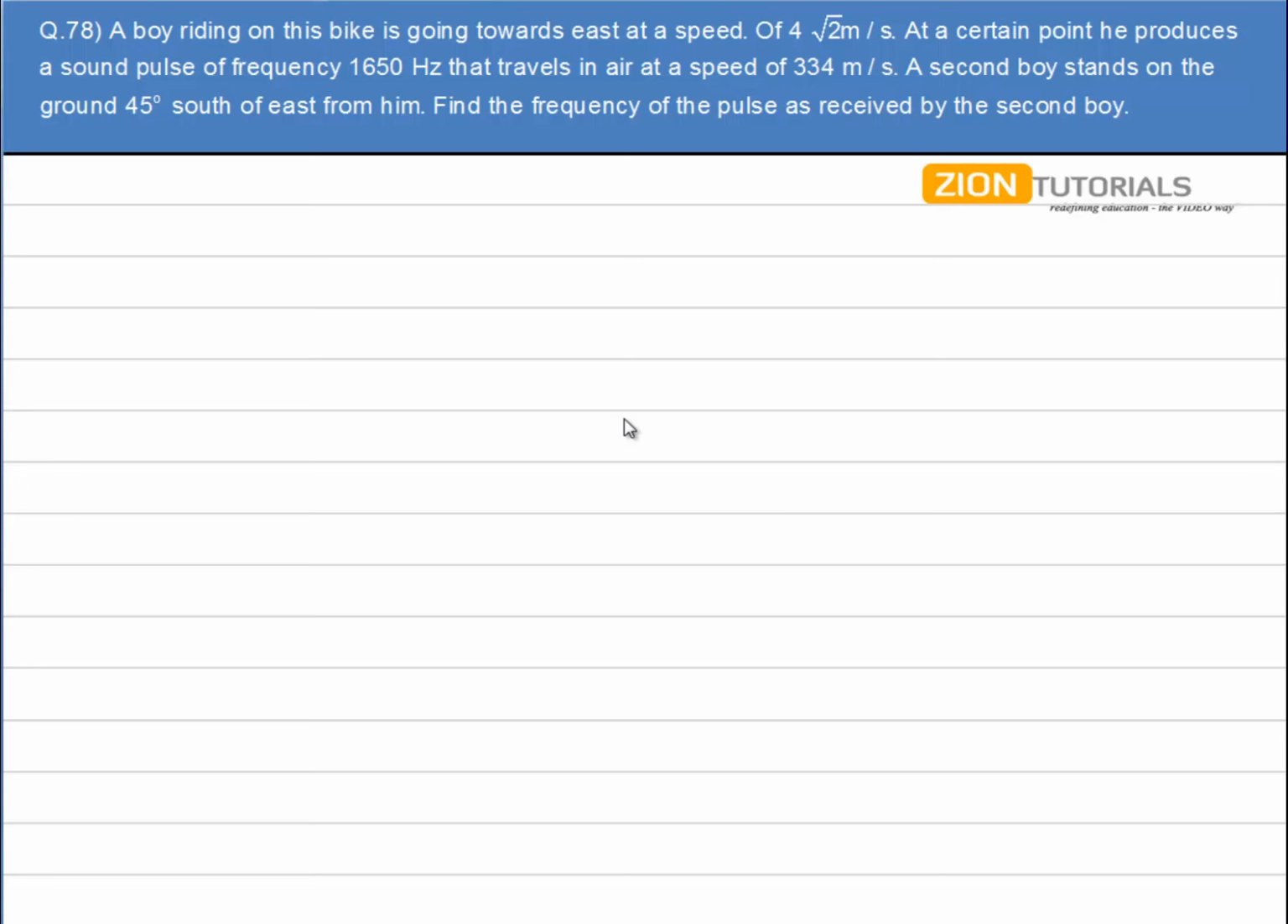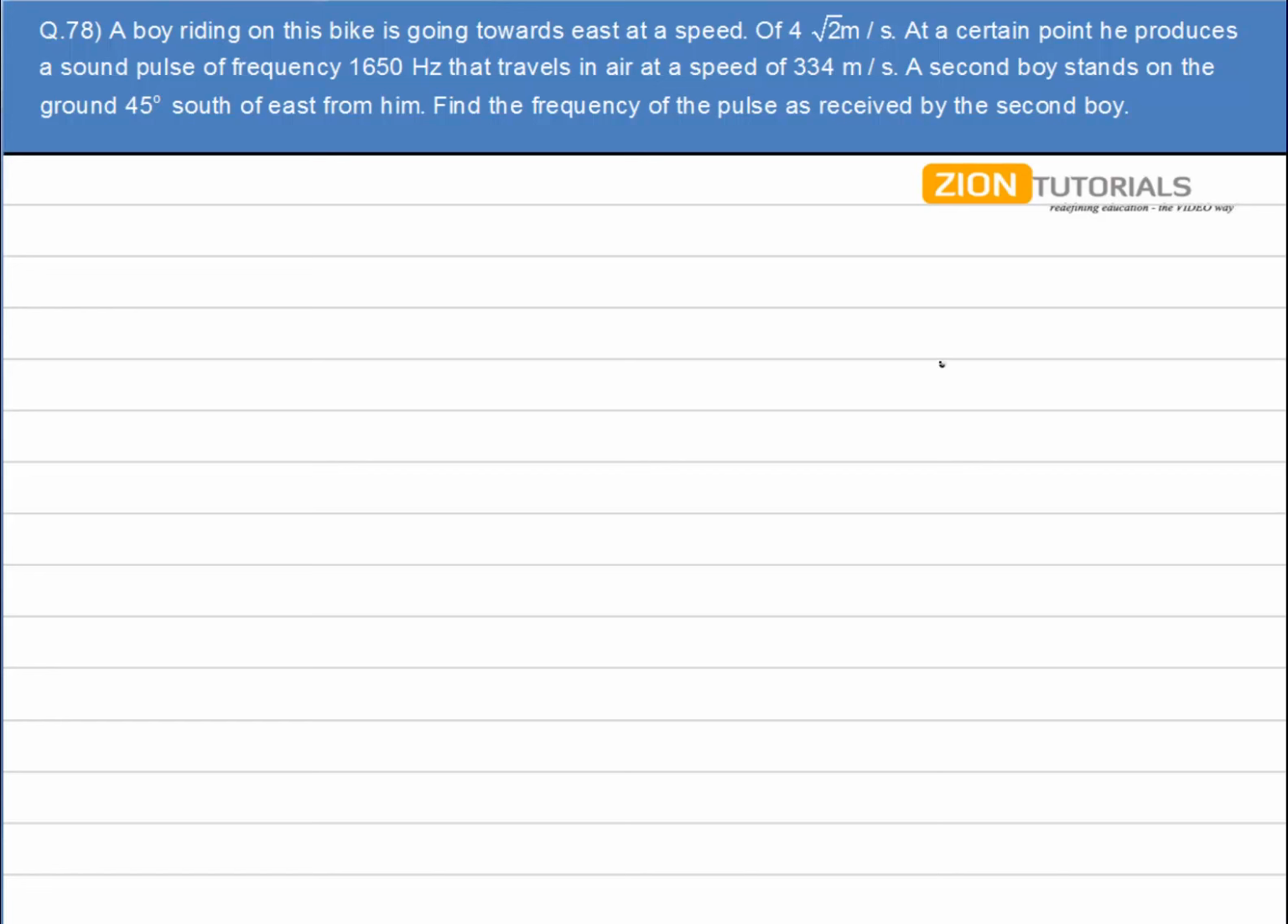A boy riding on his bike is going toward the east at a speed of 4√2 meter per second. At a certain point, he produces a sound pulse of frequency 1650 Hz that travels in air at a speed of 334 meter per second. A second boy stands on the ground 45 degrees south of east from him. Find the frequency of the pulse as received by the second boy.